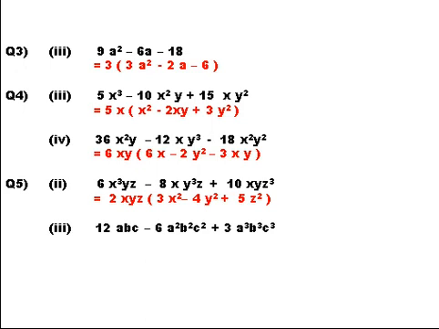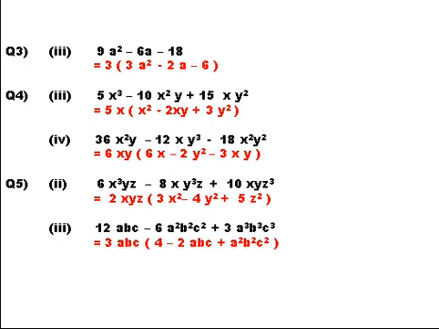Moving ahead with the next part, it is 12abc minus 6a square b square c square plus 3a cube b cube c cube. Among the numbers we get 3 as common, and among the variables we get a, b, c as common. So what is left? We will have 4 as the first term within the bracket minus 2abc plus a square b square c square.